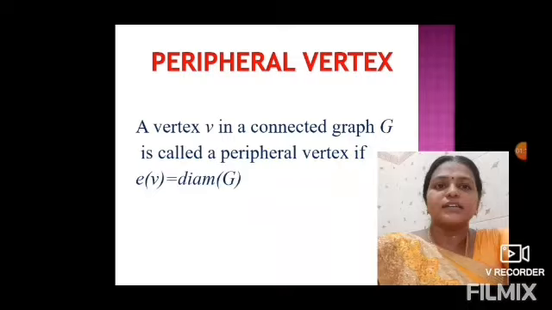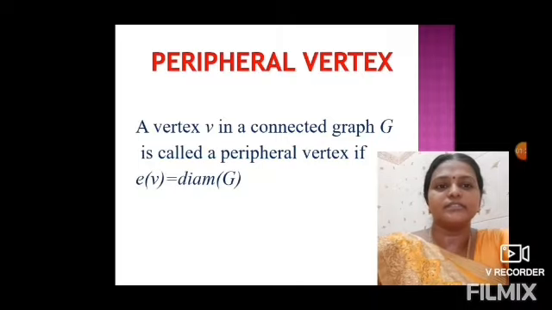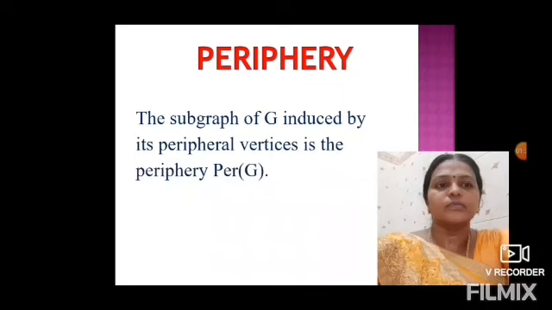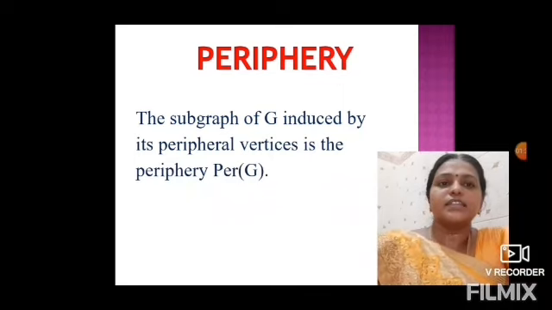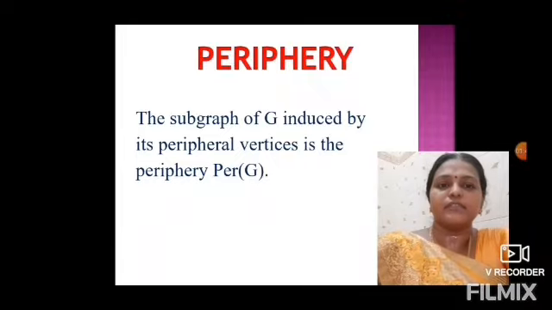Let's see the definition of peripheral vertex. A vertex V in a connected graph G is called a peripheral vertex if e(V) is equal to the diameter of G. Let's go for another definition, periphery. The subgraph of G induced by its peripheral vertices is the periphery and it is denoted by PER(G).